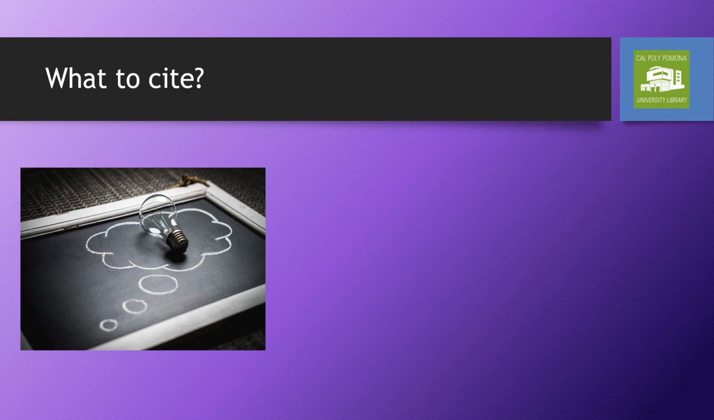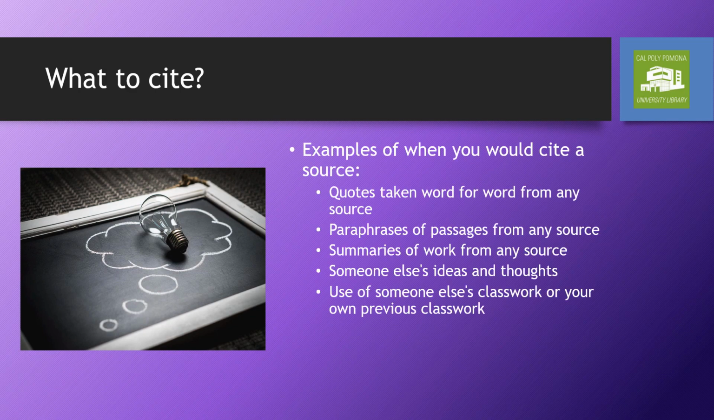Now that you know to avoid plagiarism and that you have to cite information that you used from other sources, how do you know exactly what information needs to be cited? The following are examples of when you would cite a source. Quotes taken word for word from any source, including freely available sources such as websites, paraphrases of passages from any source, summaries of work from any source, someone else's ideas and thoughts, including referencing, paraphrasing, or summarizing these ideas, or the use of someone else's classwork or your own previous classwork.